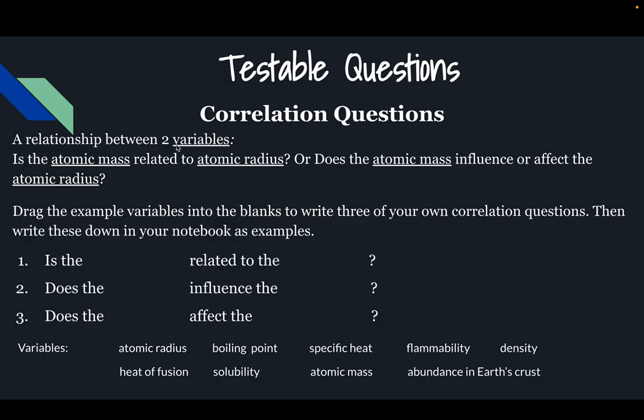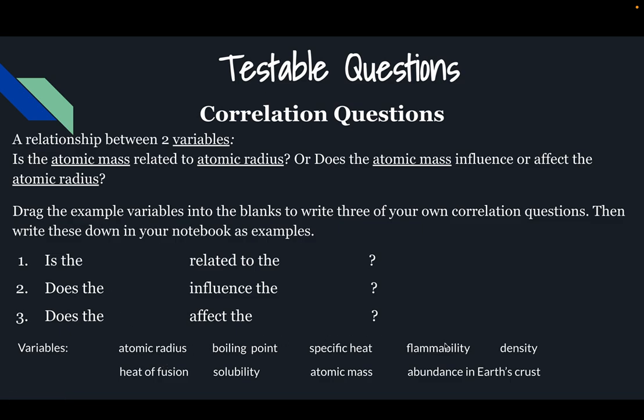Correlation questions show a relationship between 2 variables. So I have a couple of ways of wording them here. One is, is the atomic mass related to the atomic radius? So atomic mass is one of the variables, radius is the other variable, and I'm looking to see if there's any sort of relationship between the 2 of them. Another way to say that is, does the atomic mass influence or affect the atomic radius? So there, I would like you to write down the format, the example, and then I want you to write 3 of your own example questions in your notebook.